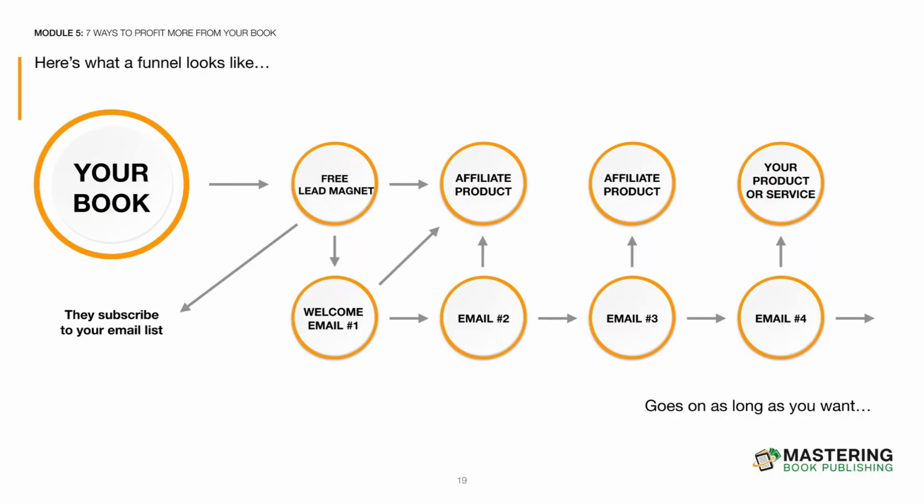You have your book and it's on Amazon. People buy your book, they read your book, and then you funnel them from your book. You link them to a free lead magnet. Now, a lead magnet is a page that you create on your website where you offer something for free. So it's something complimentary. It could be a free ebook. It could be a free video, a free cheat sheet or a checklist, or it could be a free audio.